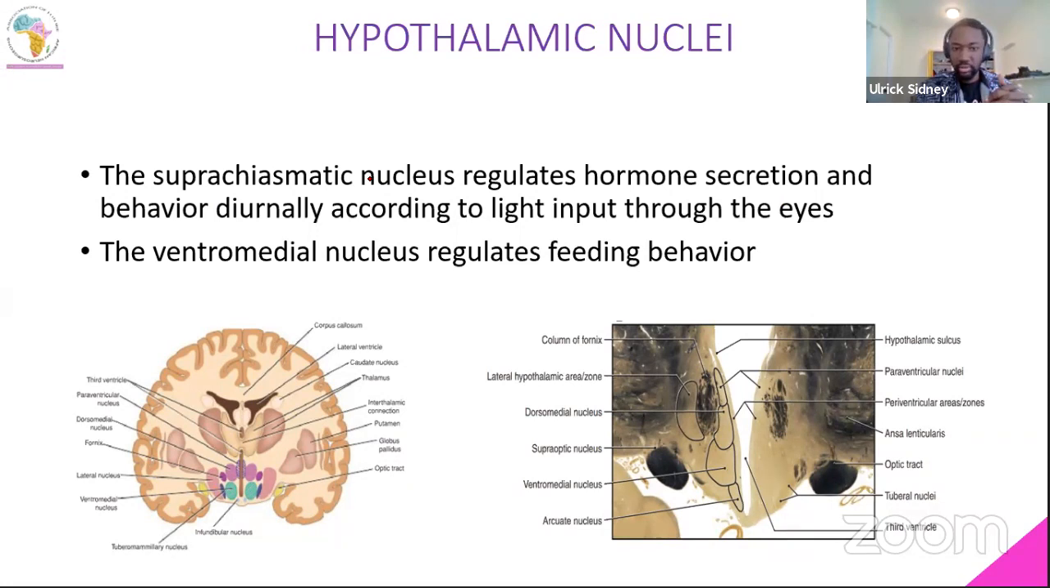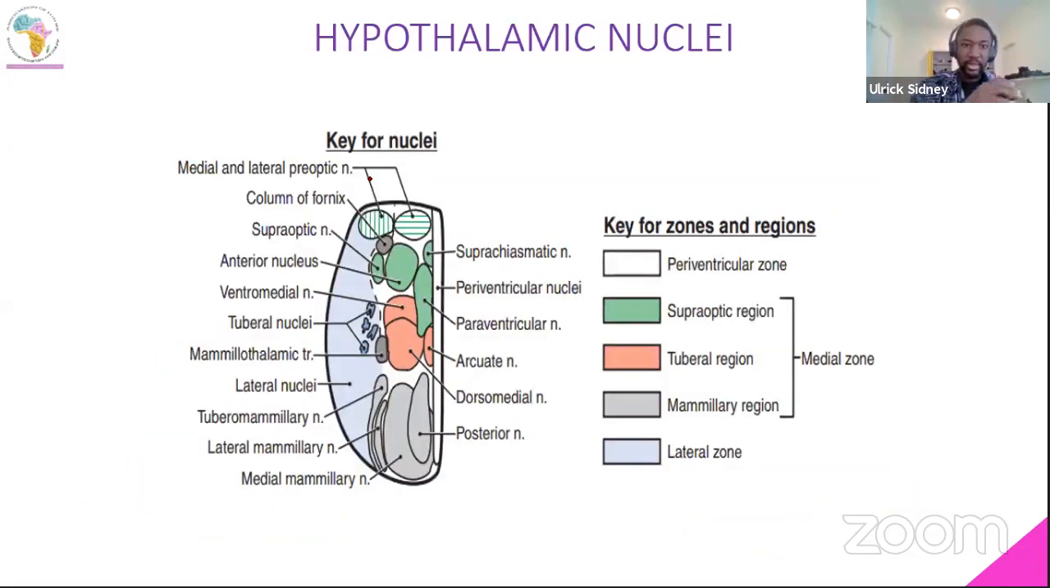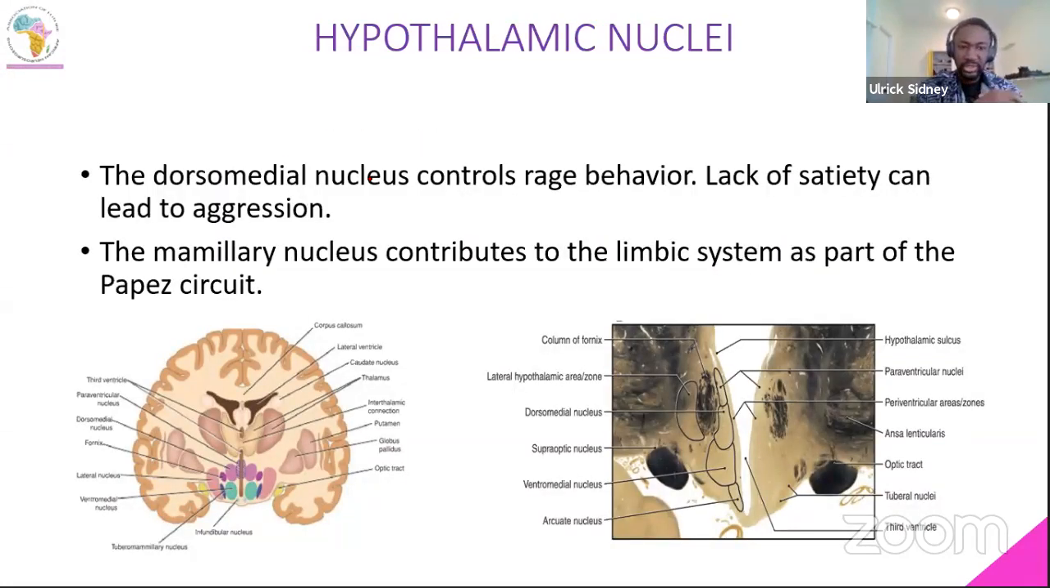The ventral medial nucleus regulates feeding behavior, and it's actually related to rage. So it explains why some of us are very angry, very annoyed when we are hungry or when we've not eaten enough. The dorsal medial nucleus controls this rage behavior, like we said. So, lack of satiety will lead to aggression.